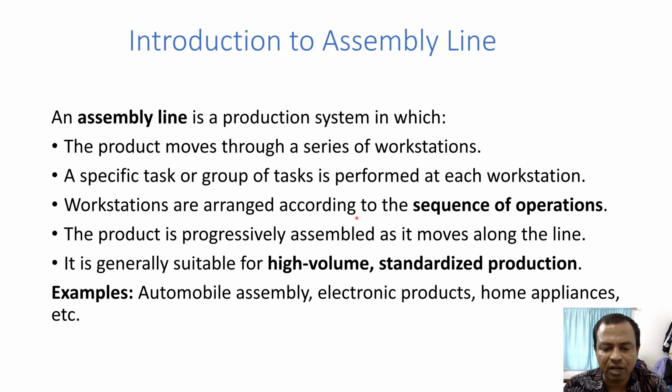Workstations are arranged according to the sequence of operations. The product is progressively assembled and it moves along the line. It is generally suitable for high volume standardized production. Examples of assembly lines are automobile assembly, electronic products, home appliances, etc.